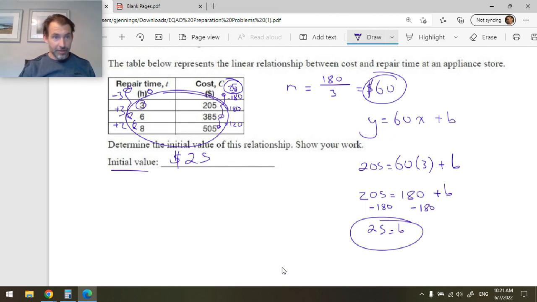And that's way lower than you'll find it is nowadays. It's like closer to $100 to get started on appliance work. And then $60 an hour. Sounds about right. Might be higher. I don't know. We'd have to look into it. But anyway, that's how you would do this type of question.